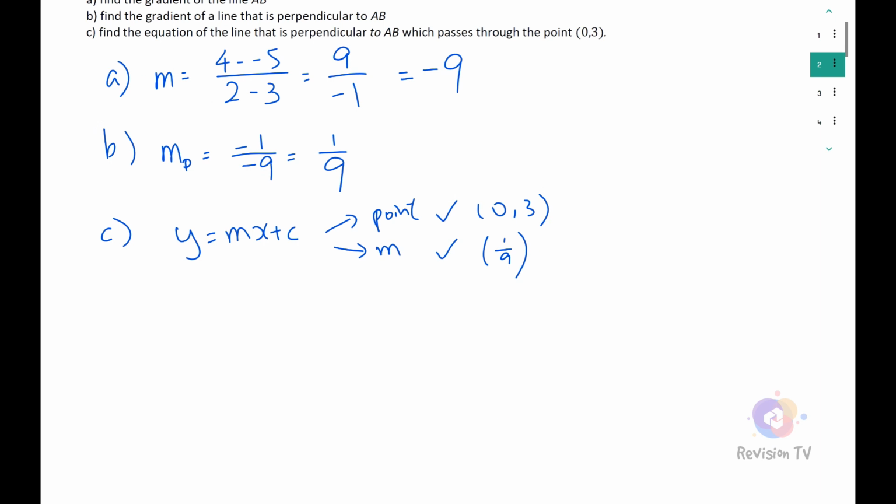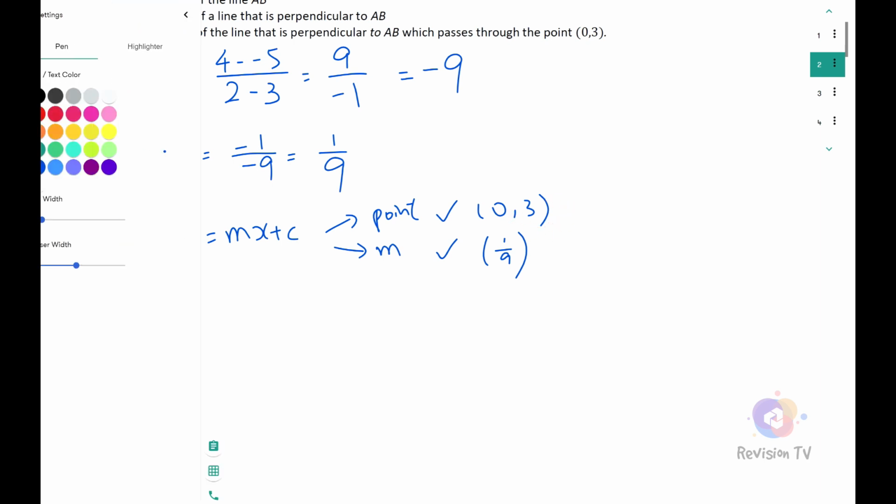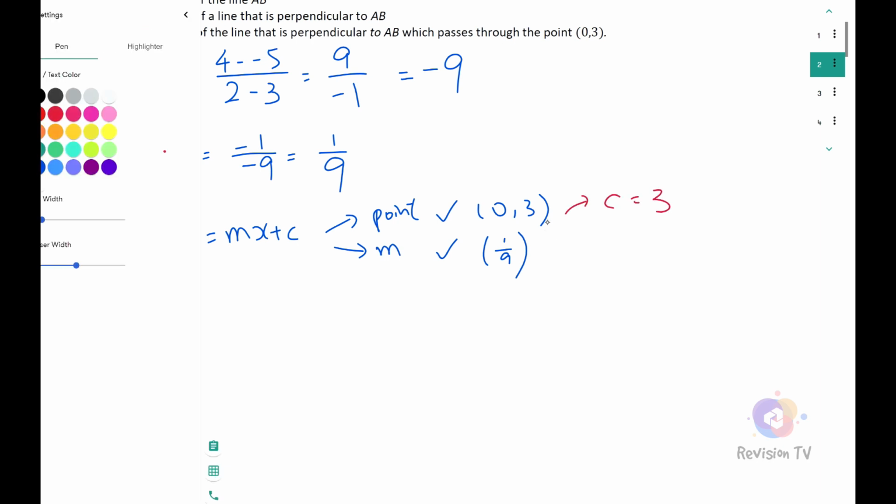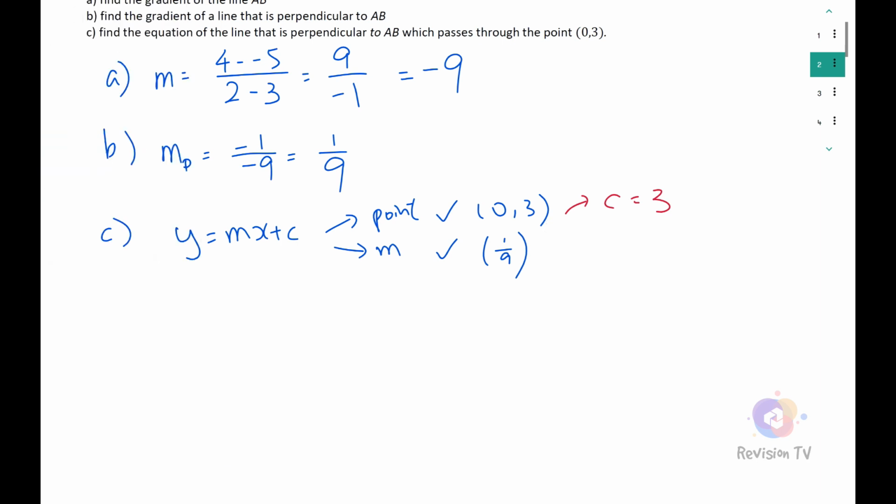If you are smart enough, hopefully you realize this is the y-intercept. So essentially, we know c is 3. So we can straight away work out y equals 1/9 of x plus 3. But you can also go through the ordinary way, which is to sub in numbers.